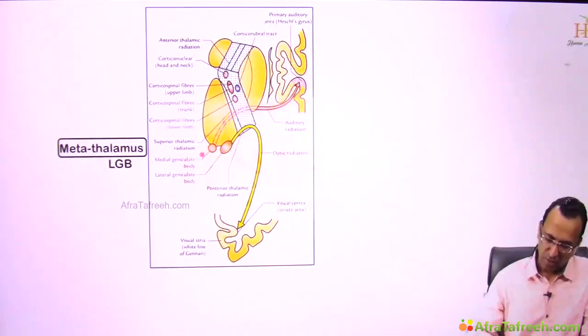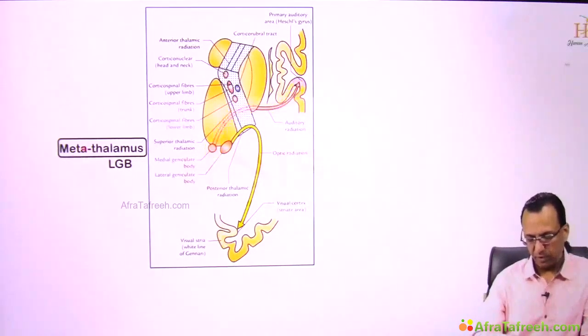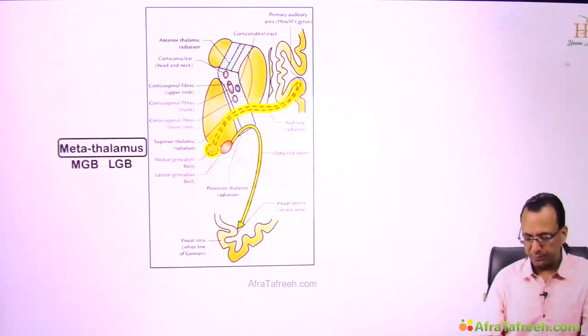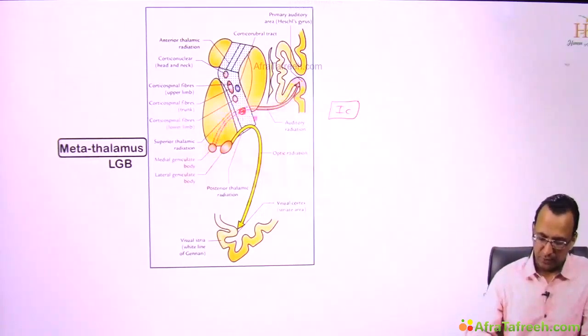When you're talking about the music pathway, the medial geniculate body for the auditory pathway, you see some fibers passing through the internal capsule. Now, which part of the internal capsule is it passing through?